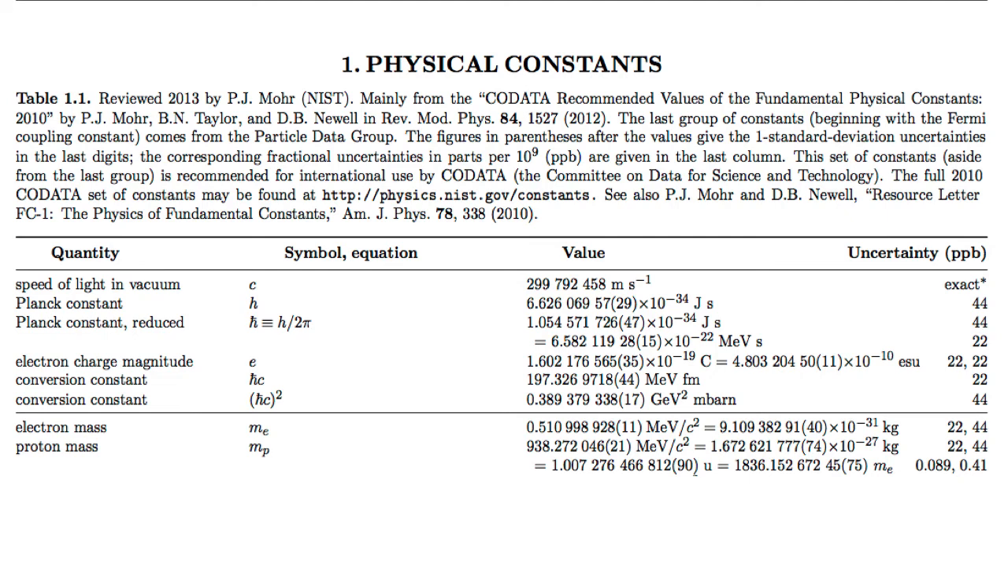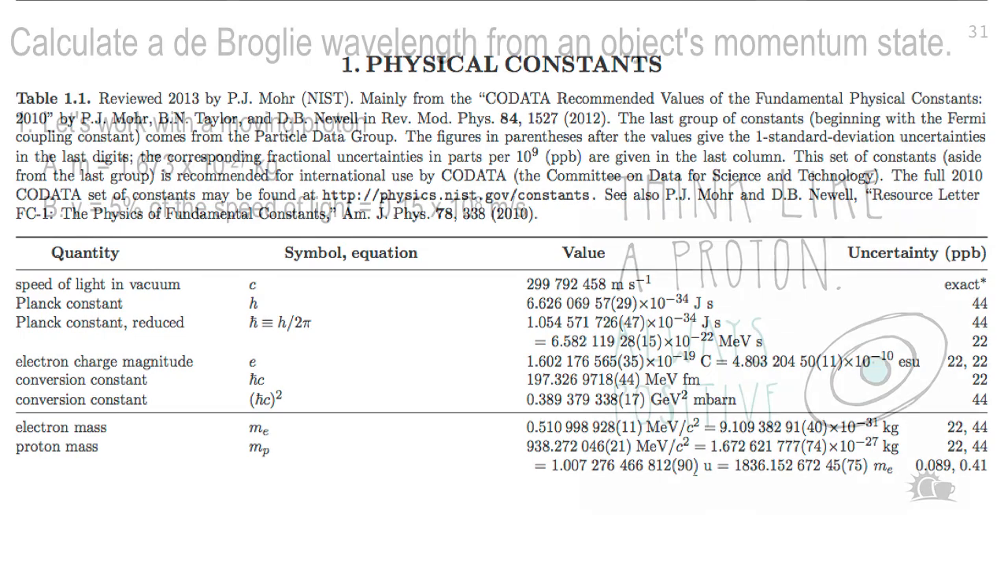Electron charge magnitude, electron mass, proton mass. Look at all the digits for the electron mass. The speed of light is considered exact now, but look at Planck's constant. They've got seven to nine significant figures on that, which is pretty nice. And then h bar is h divided by 2 pi. We're not going to be using that.